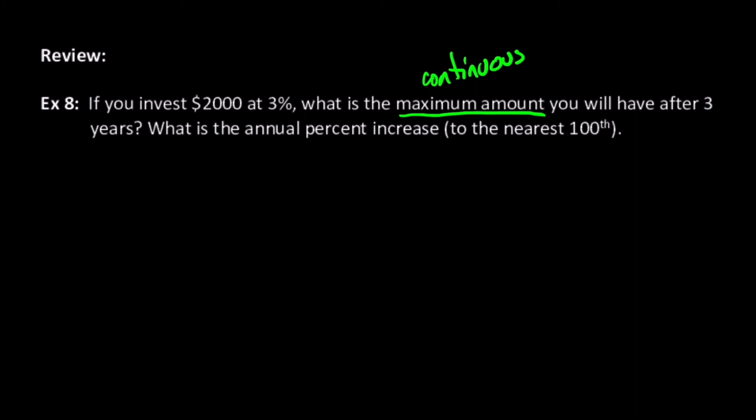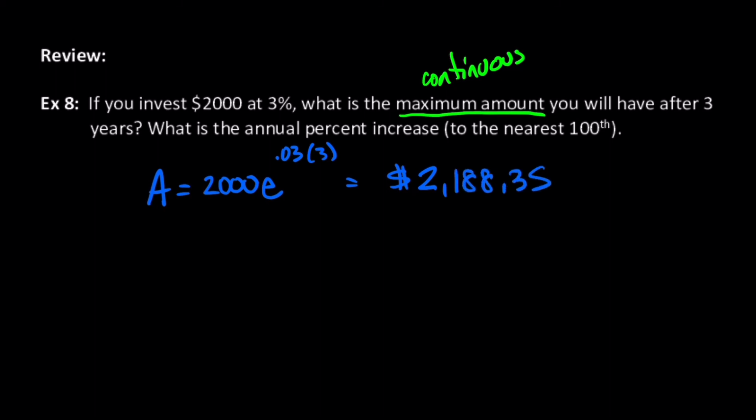Compounded continuously. So we're going to be using that PERT formula. All right, so the end amount equals our initial amount, 2,000, times e to the r, which is 0.03, 3%, times t, number of years, and it says 3 years. Okay, so you'll throw that into your calculator, and mine says $2,180.35. So that's a very straightforward problem. You have to understand maximum is continuous, minimum would be compounded annually.